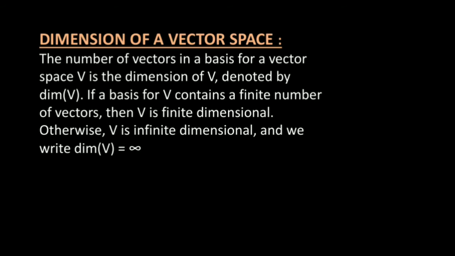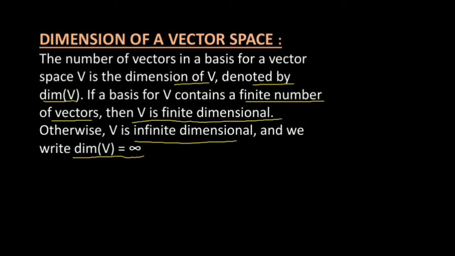Now next, let us see what is the dimension of a vector space. The number of vectors in a basis of a vector space V is the dimension of V, and it is denoted by dim V. If a basis of V contains a finite number of vectors, then V is finite dimensional. Otherwise, it is infinite dimensional, and we write dim V is equal to infinity. Let me explain this through an example.